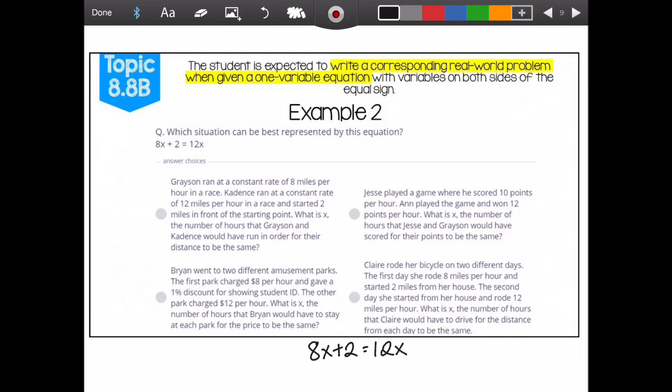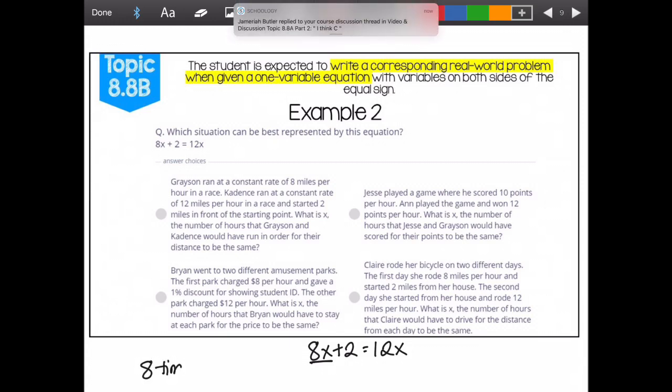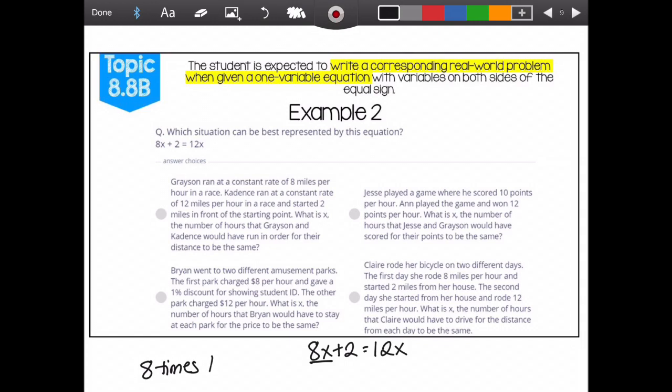All right, so here we have this 8 times some number. So we know we're looking for 8 times a number. And again, our operation that we're looking for with this is addition, or plus. All right, so plus 2. Okay, on this side, all we have is 12 times some number. All right, so let's look at our scenarios.